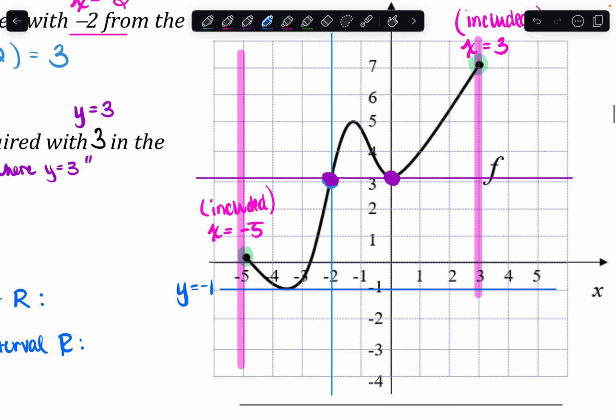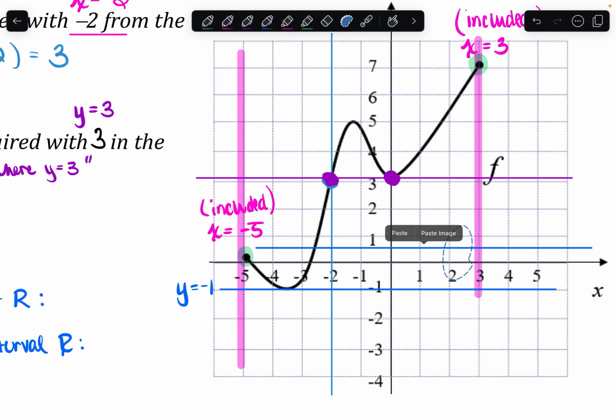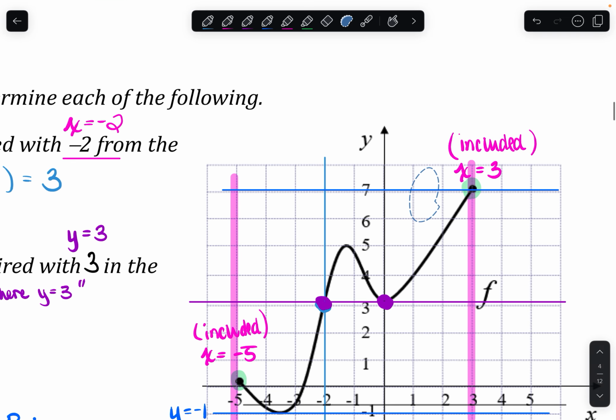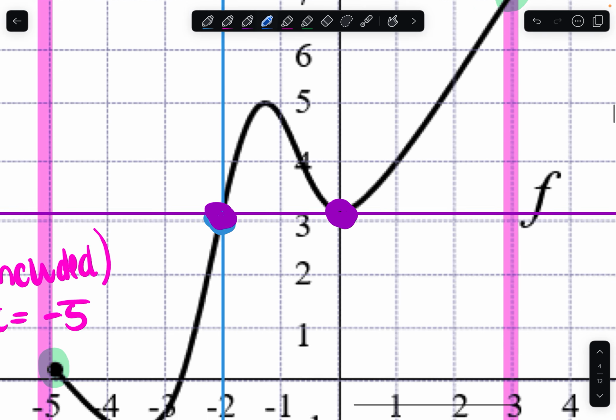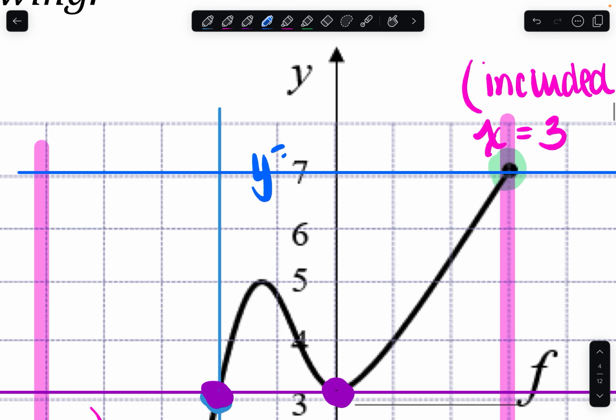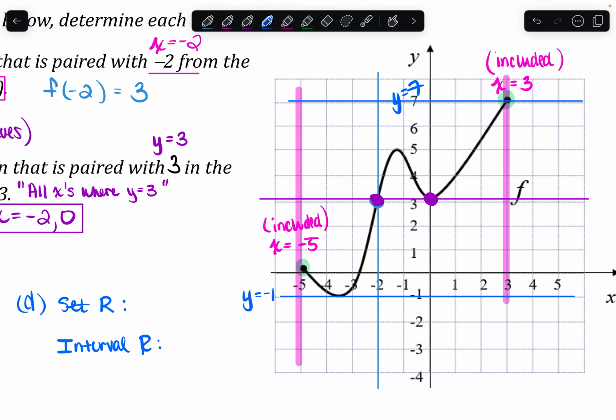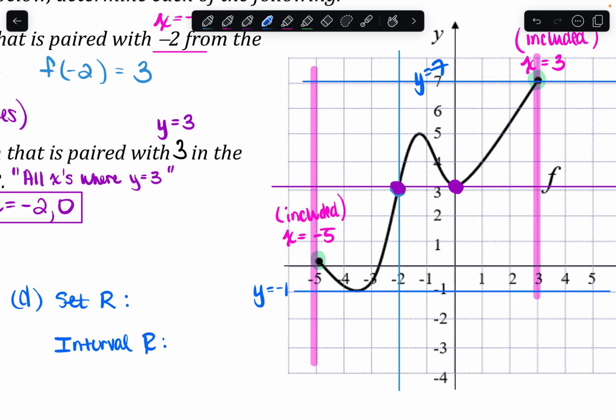And then I'm going to continue moving up. If I keep moving up, we hit all these y's. It looks like the largest y we get to is 7. All right, so smallest y, -1, graph hits it, so it's included. Largest y is 7 with a closed circle, so it is also included.